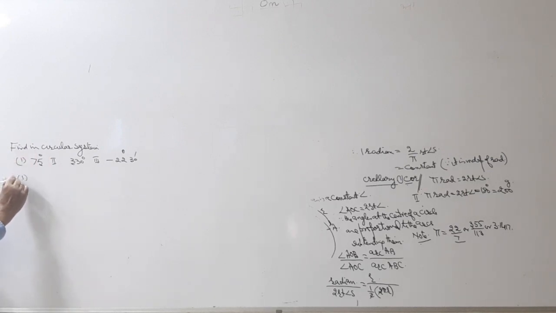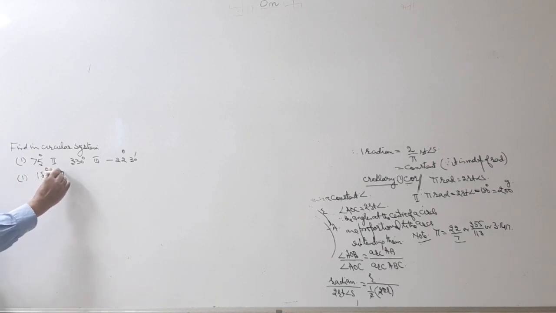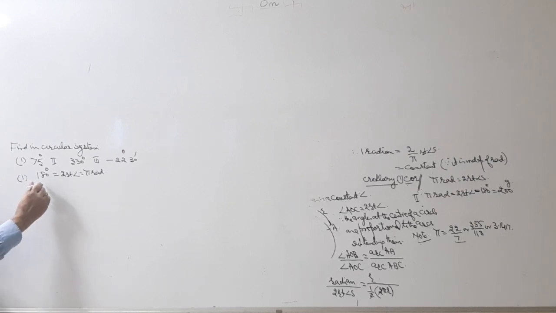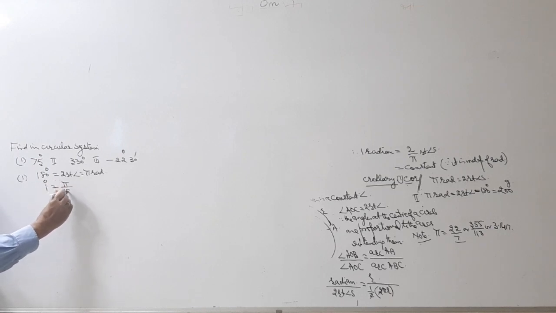First one. It is 75 degrees. When you talk about 75 degrees, use the scale. 180 degrees is 2 right angles is pi radians. So I am to convert into what is called the circular system. That means 1 degree is pi upon 180 radians.